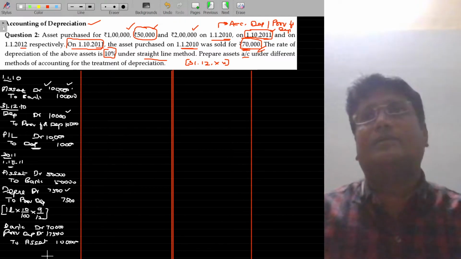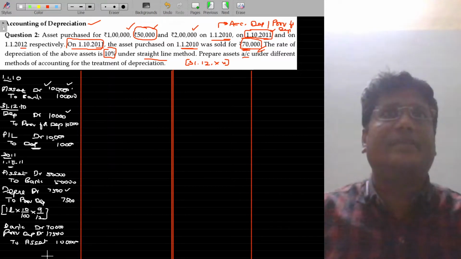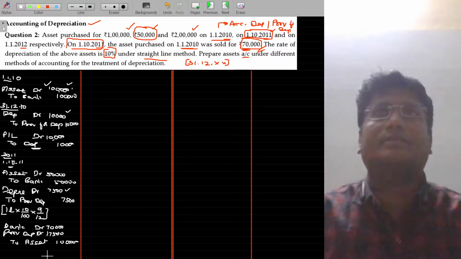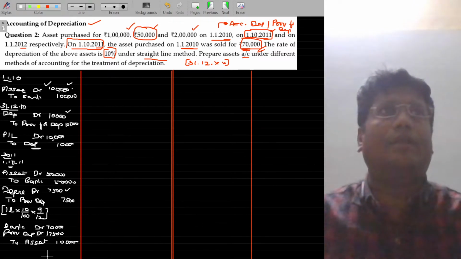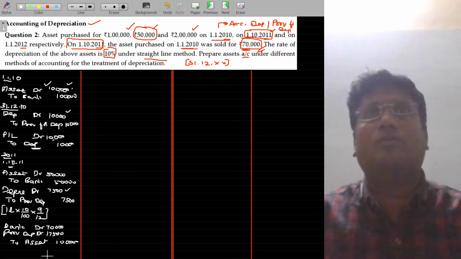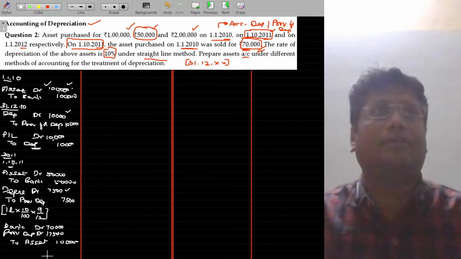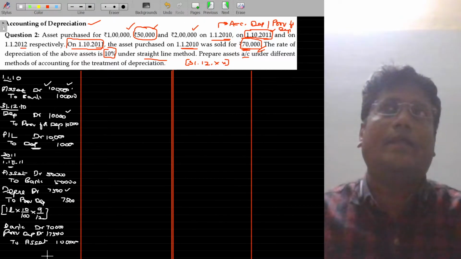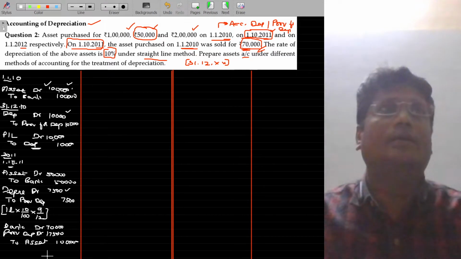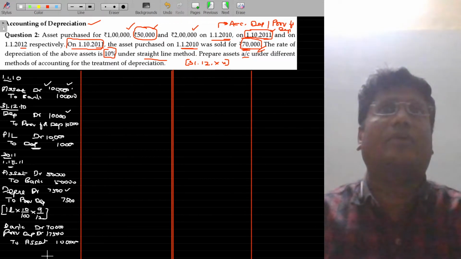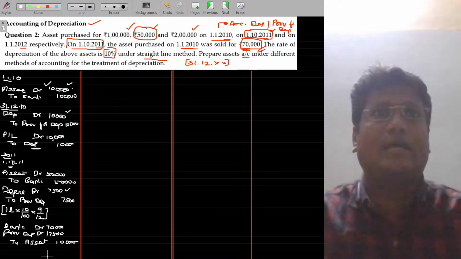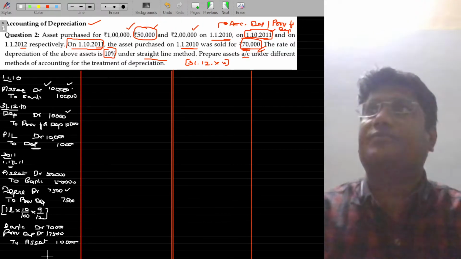1 lakh rupees worth asset. As on the date of sale, accumulated depreciation on that asset is 17,500, because it was used for 1 3/4 year. In the very first year, we depreciated 10,000 rupees. In the second year we used only a 3/4 period. For the 3/4 period, 7,500. So 10,000 plus 7,500, 17,500 is the depreciation provided on the asset sold up to the date of sale.